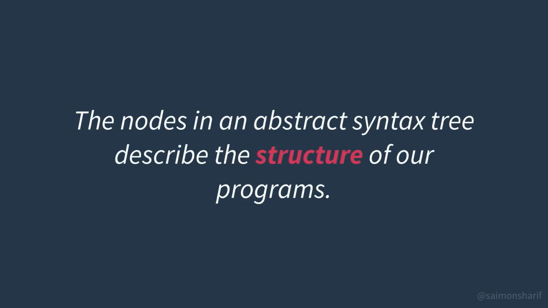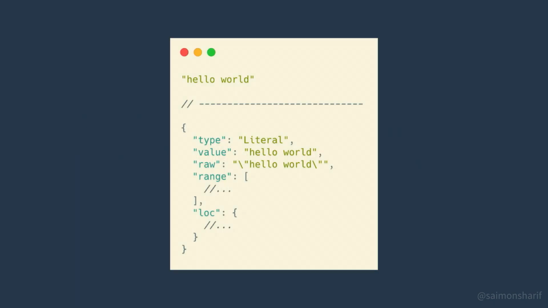So going back to abstract syntax trees, the nodes in an abstract syntax tree directly describe the structure of our programs. So let's take a look at a single node. Here's an example AST for the string hello world. With JSCodeshift, the nodes are plain JavaScript objects. There's no magic going on here. We can identify nodes by their type. So, spoiler alert, that one is the type literal, and the values correspond to our string hello world.